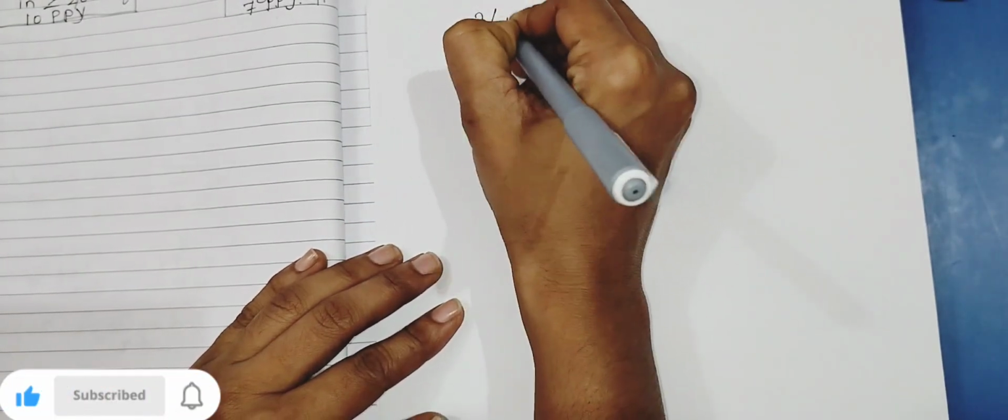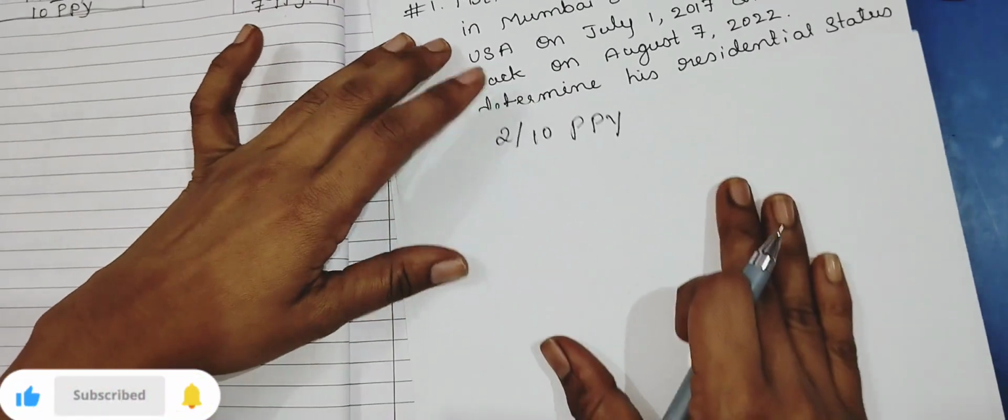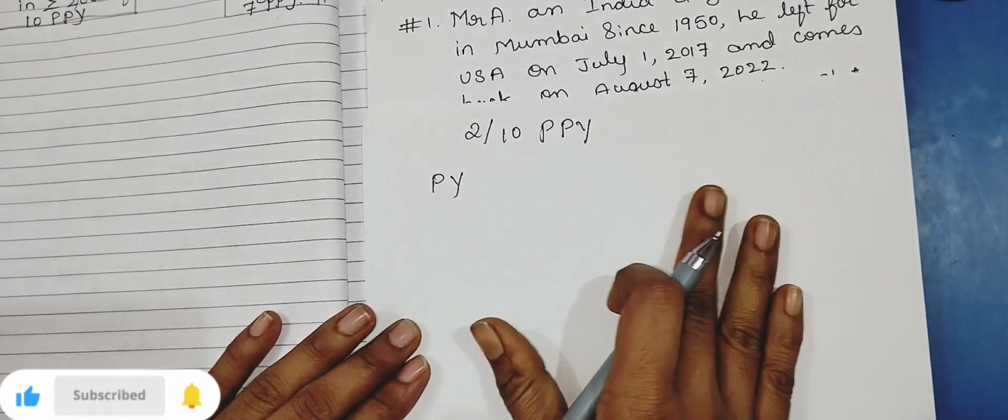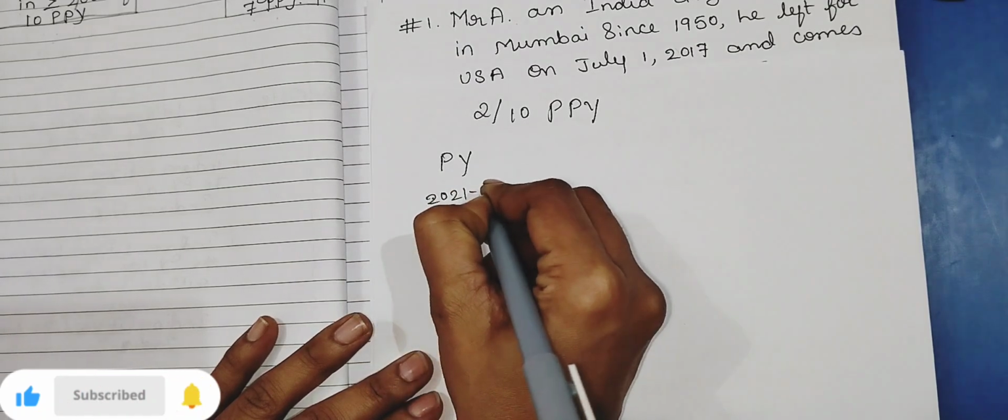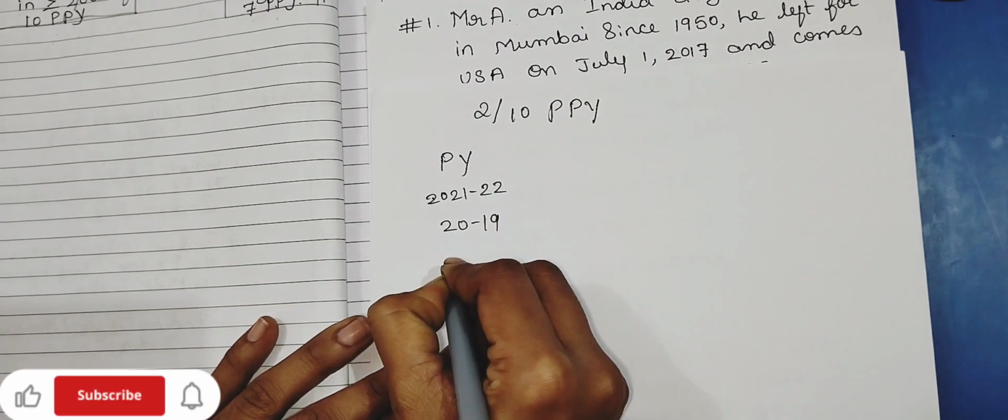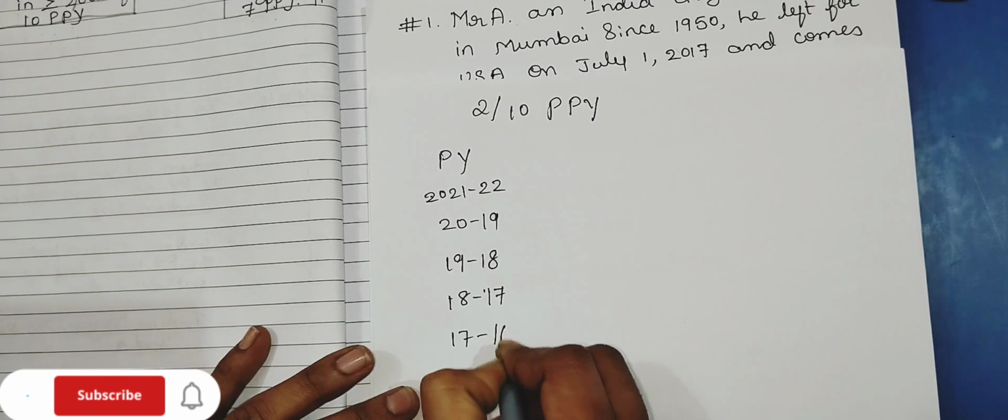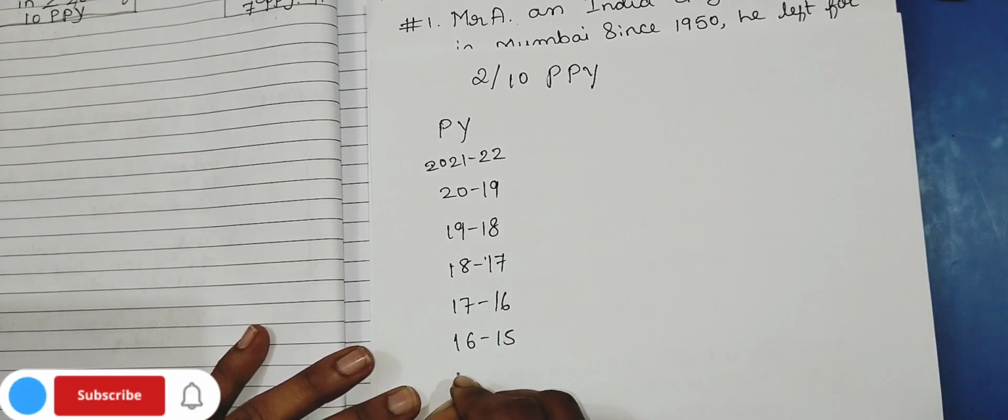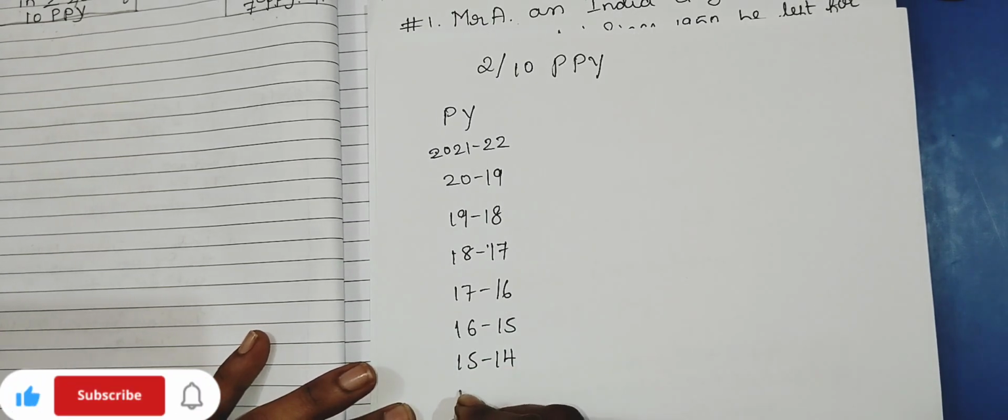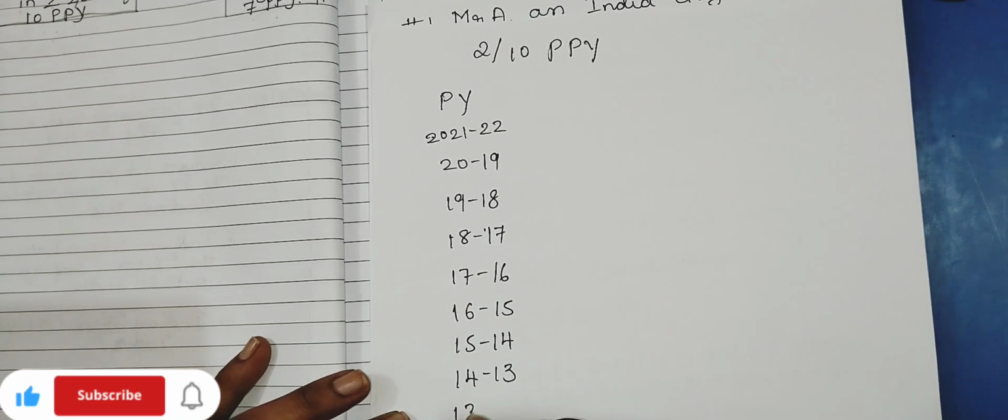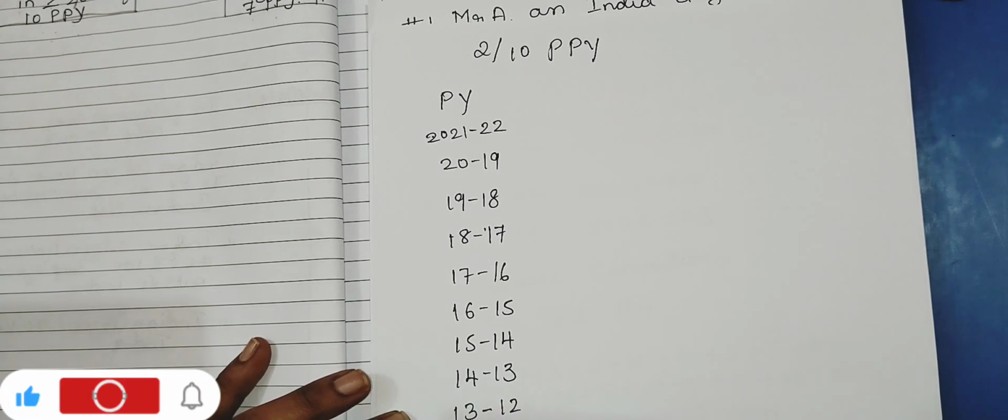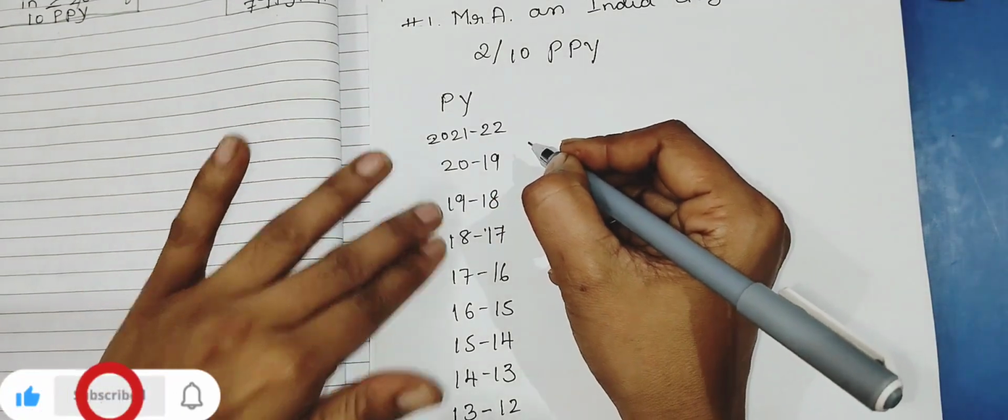So how are we checking? What is the first additional condition? Resident in 2 out of 10 preceding previous years. So we need to go backwards from the previous year. What is the previous year? 22-23. What are the preceding previous years? 21-22, 20-21, 19-20, 18-19, 17-18, 16-17, 15-16, 14-15, 13-14, 12-13, 11-12, 10 years, right? 10 years done.